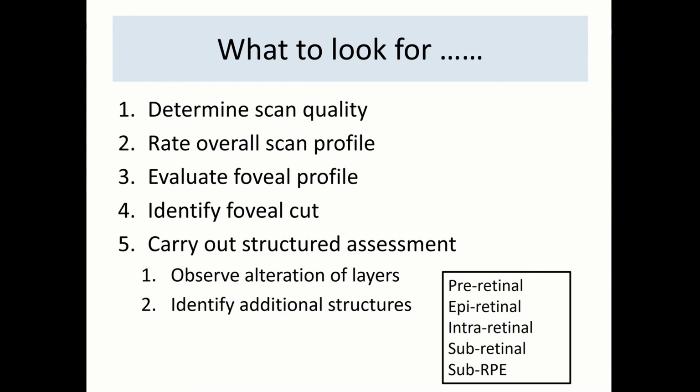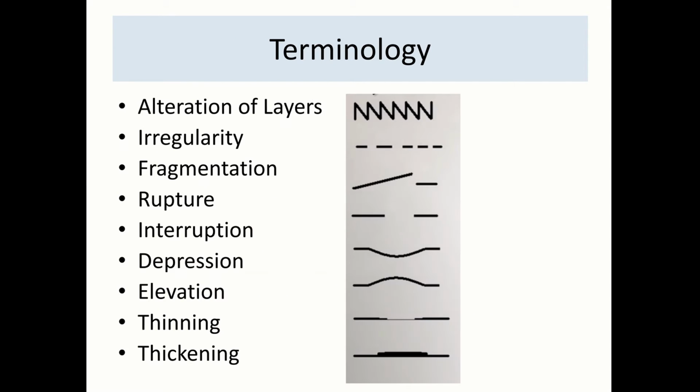So what to look for? In summary, you need to determine the scan quality, rate the overall scan profile, evaluate the foveal profile, identify the foveal cut, carry out a structured assessment, and observe alteration of layers. Identify any addition of layers, which can be pre-retinal, epiretinal, intraretinal, subretinal, and sub-RPE.